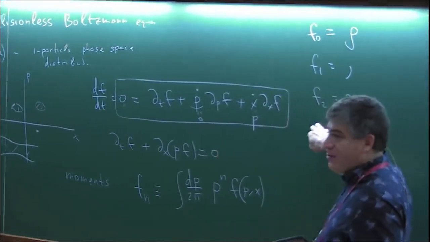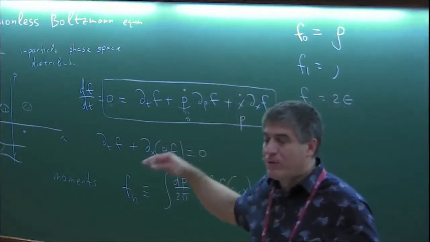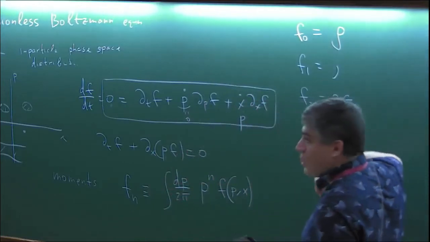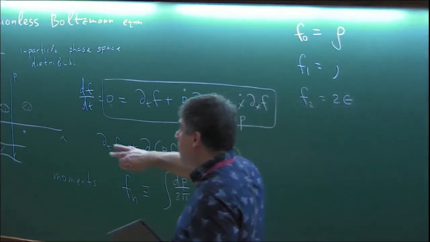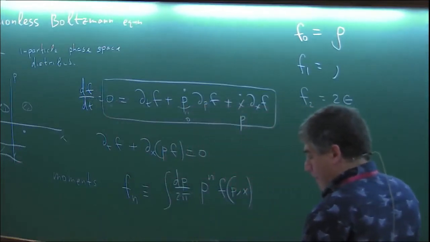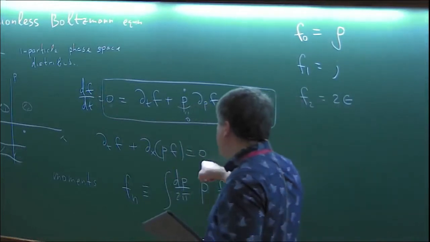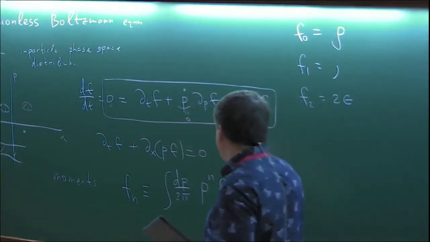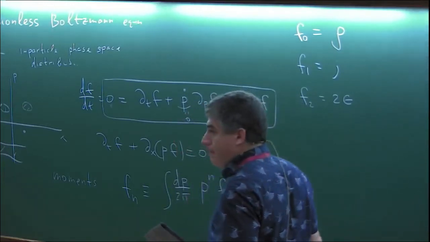The next moment, F3, is given by the integral of p cubed, which is k Fermi to the fourth minus k left to the fourth for that particular distribution. This is still general. I did not assume anything about how particles are distributed in the phase space. What I can do now is take this equation, multiply it by p to the power n, and integrate with dp over 2 pi with this equation.